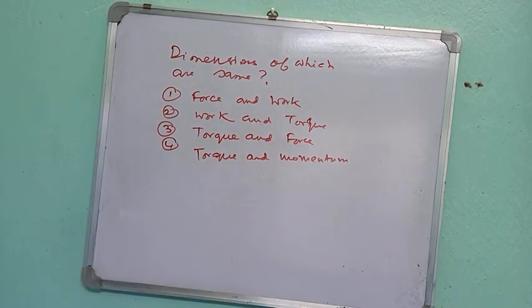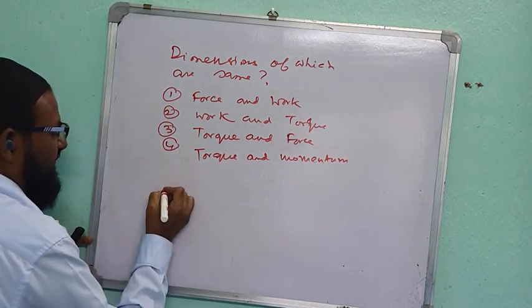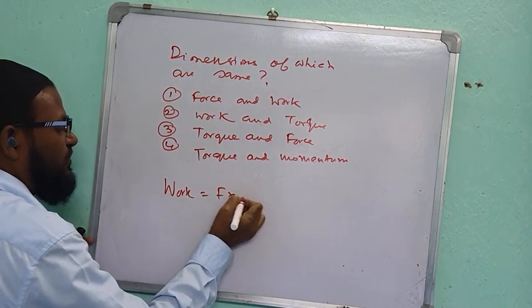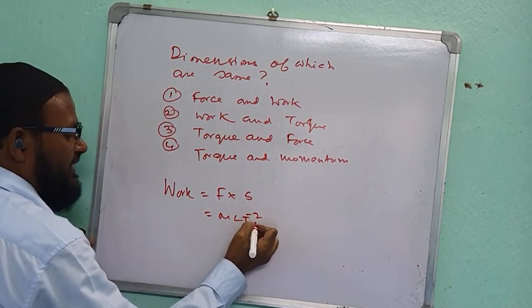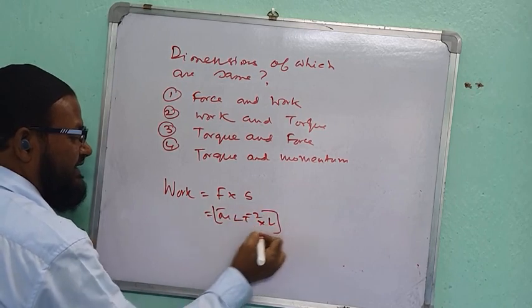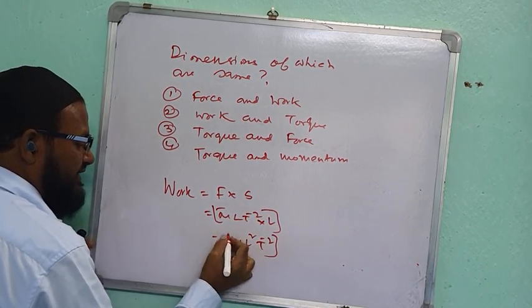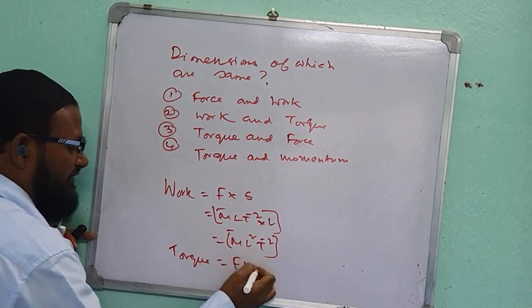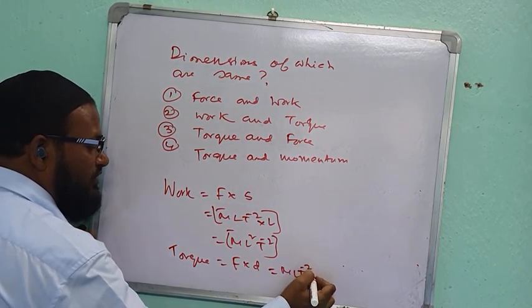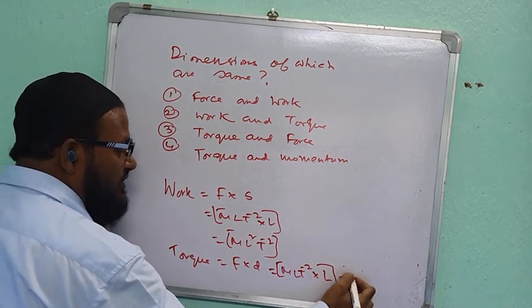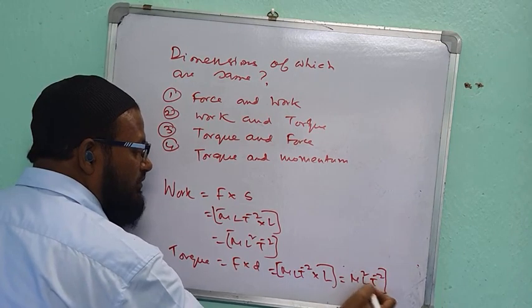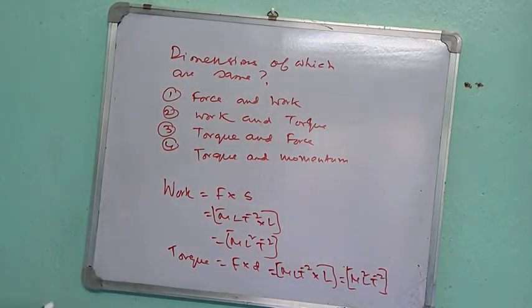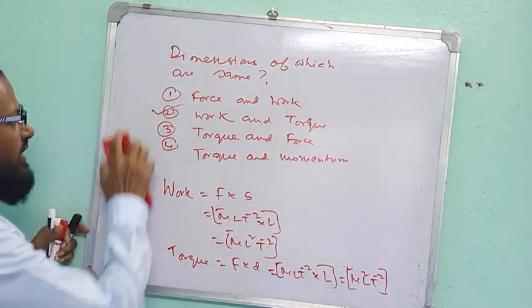In this case, please see here. Work. We have seen work equals force into displacement. M L T to the power minus 2 into L. This equals M L square T to the power minus 2. This is work. Torque is F into B. M L T to the power minus 2 into L. This also is M L square T to the power minus 2. This is the answer. Torque and work are the same in dimensions. This is the answer to the question. Okay? Next.